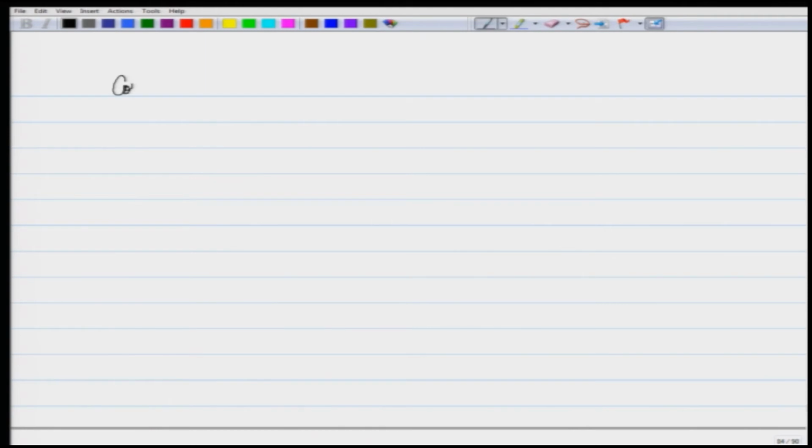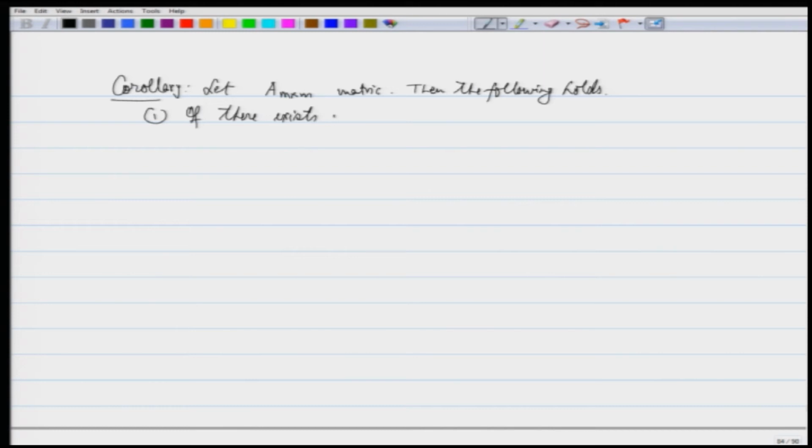Corollary. So, first corollary is what I have just stated. So, let me write it again. Let A be an M cross M matrix over C or R, that we are not bothered. Then the following holds. One, if there exists a C, n cross n, sorry, here it was M, so M cross M, such that CA is identity, then A is invertible.